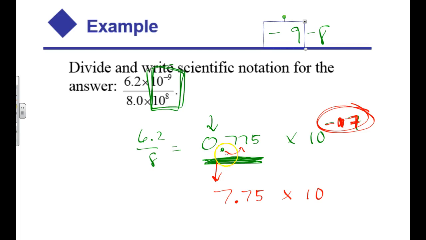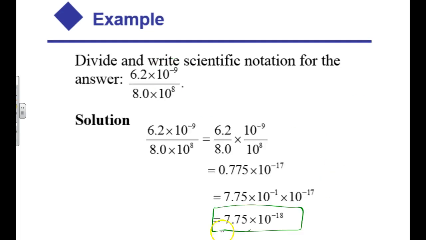So I need to get it smaller by one movement place. So one smaller than negative 17 is negative 18. That's why they wrote the negative 18 as opposed to leaving it at negative 17. This is not scientific notation because you need a digit out front other than 0.